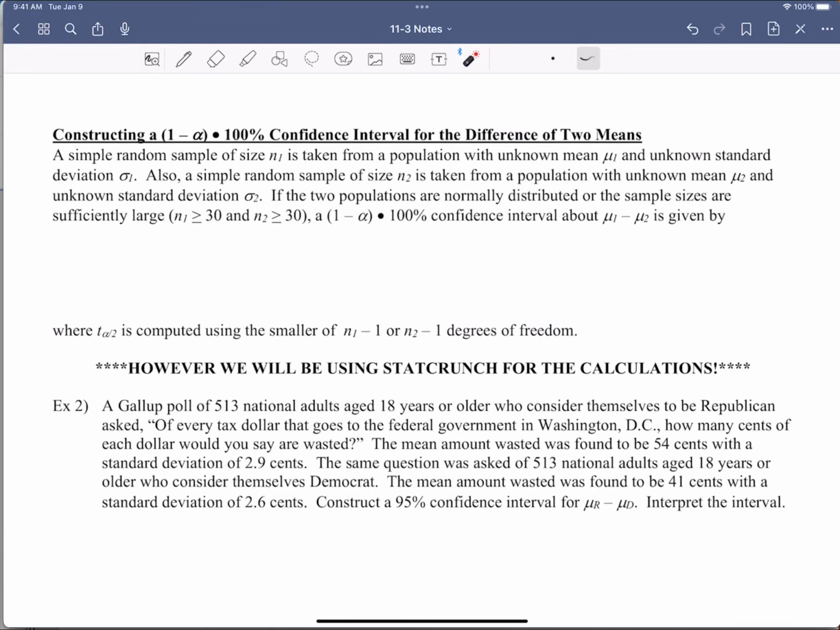All right, surprise, surprise. We did our hypothesis test. Now guess what we get to do? You guessed it, confidence interval. Woohoo, right? All right, so a simple random sample of size N1.